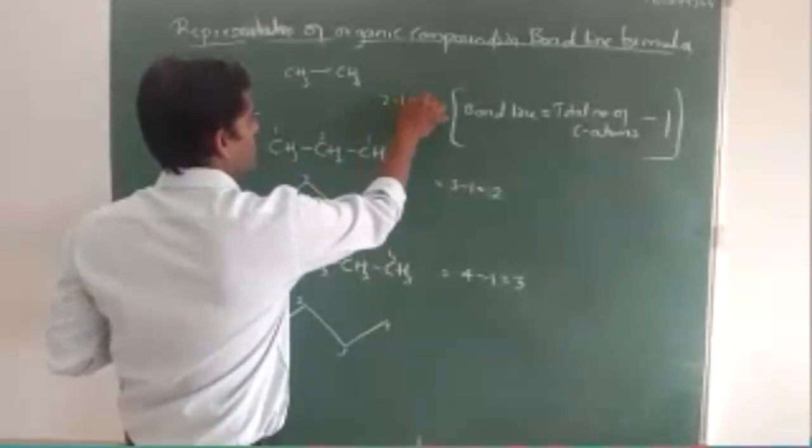Next, third example, CH3, CH2, CH2, CH3. How many carbon atoms are here? Total 4 carbon atoms are there. 4 minus 1, you have to draw only 3 lines. You have to draw 3 lines and give the numbers 1, 2, 3 and 4. Understood?